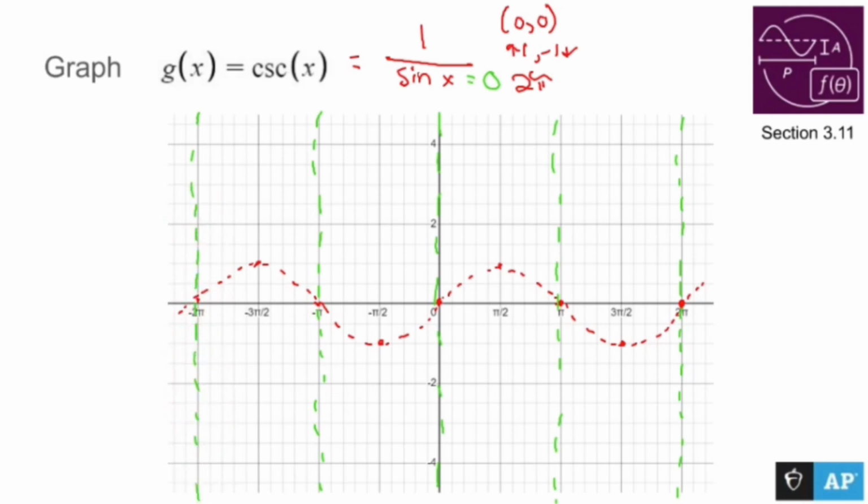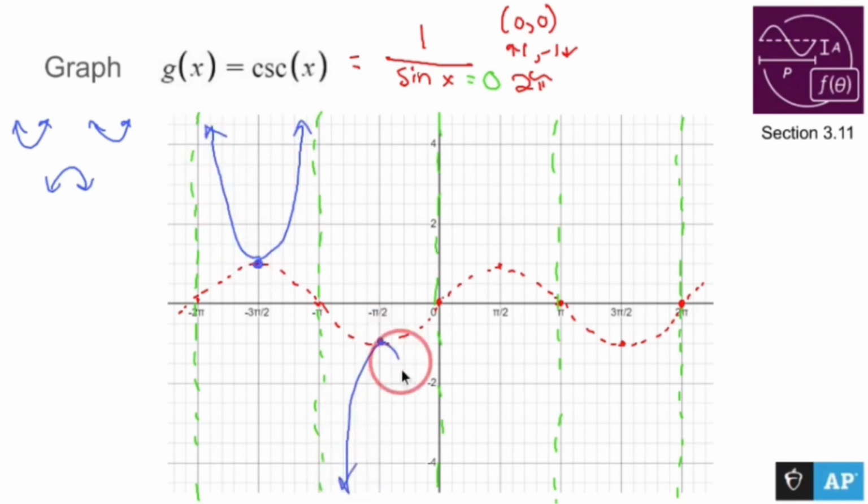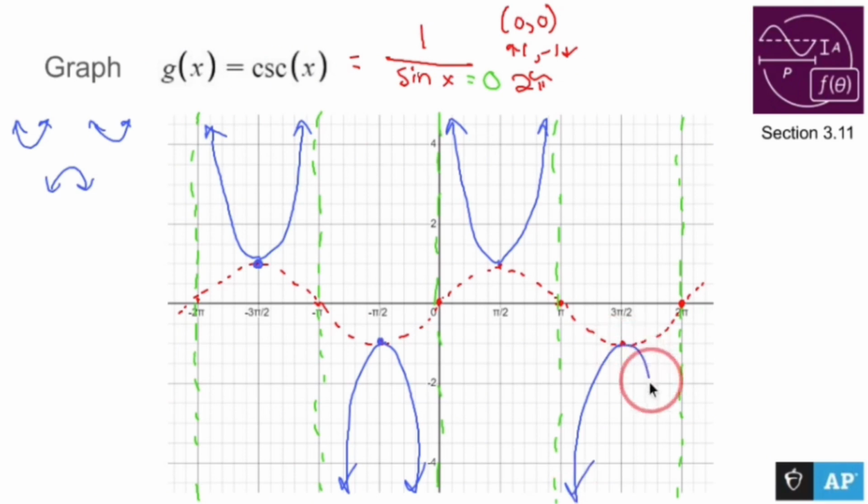Now what I have, again very similar to secant, is what appears to be like parabolas. Where do these parabolas start? Well, right here. Why do they start right there? Because it's following the pattern of its reciprocal. So this is basically going to look like it has a parabola here. This is going to kind of go downward. This is going to go upward. And this is going to go downward like so. Okay. So if I was a better artist, this would look a lot prettier. But I'll give myself a little pat on the back. This ain't so bad.